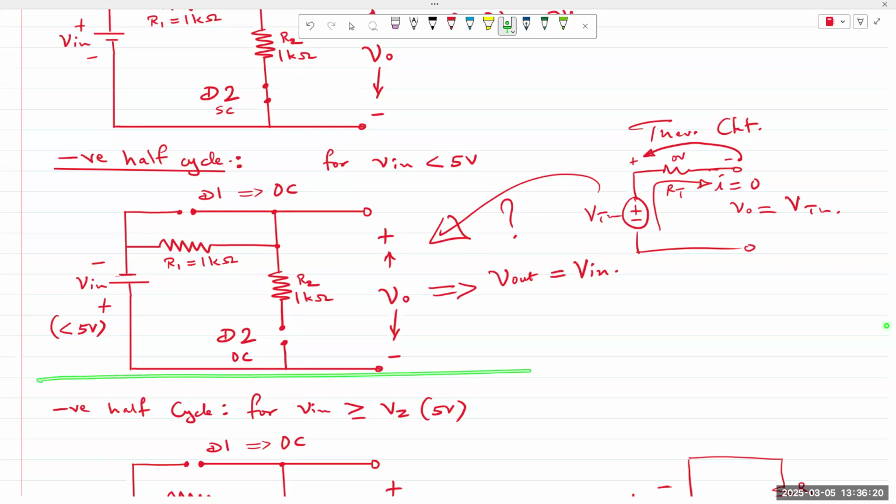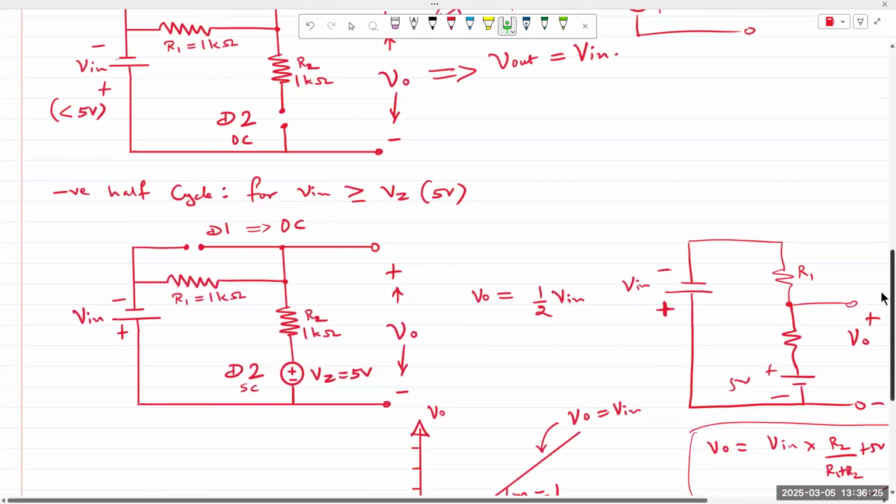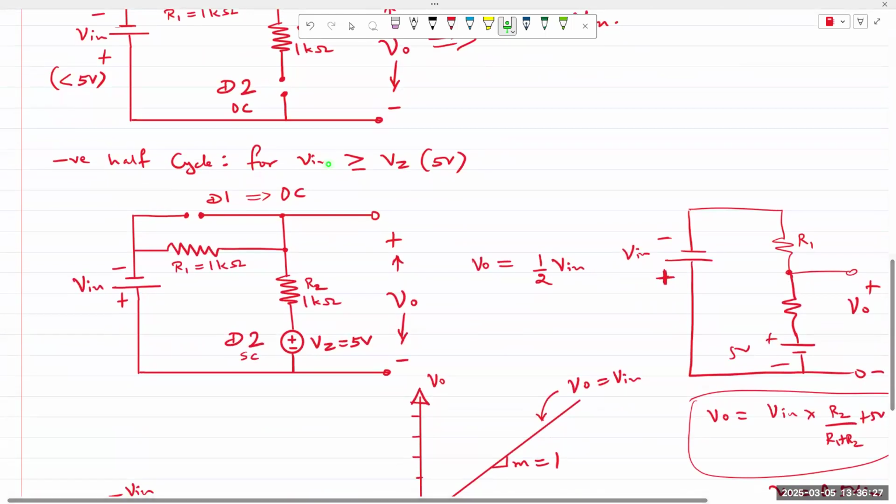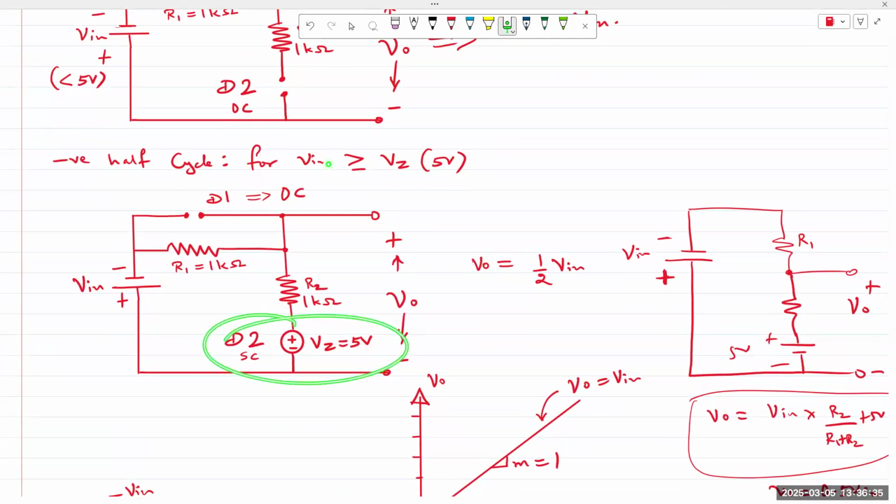Are we good up to so far? All right. So what happens when V in exceeds 5 volts? When V in is greater than or equal to the Zener voltage, which in this case is 5 volts, then the diode turns on. When it turns on, it holds the voltage constant across it as 5 volts, right? So now V in is modeled this way. Diode D2 turns on. VZ is 5 volts. And now you have both R1 and R2 connected in the circuit.